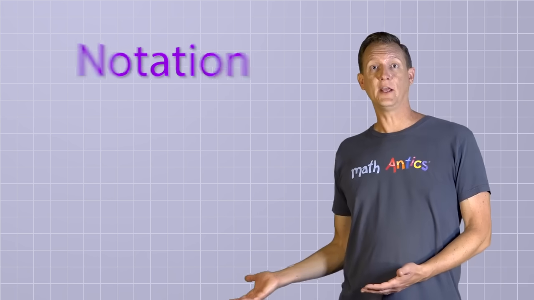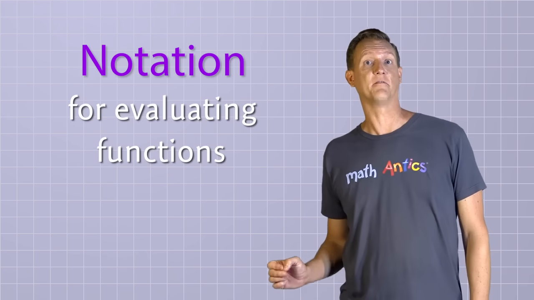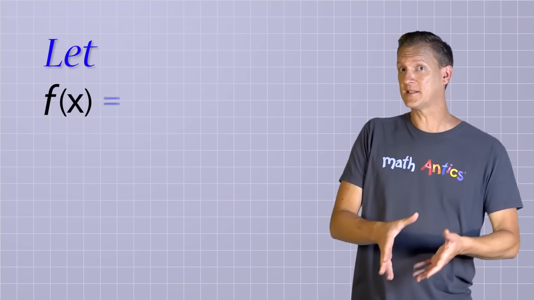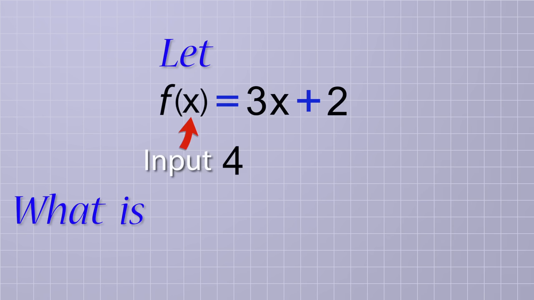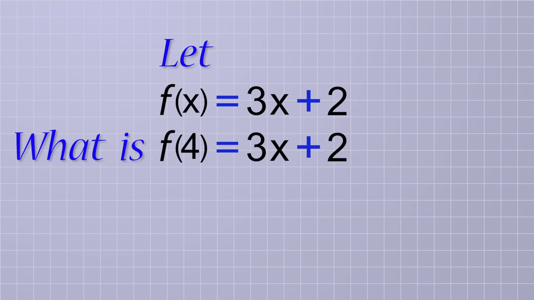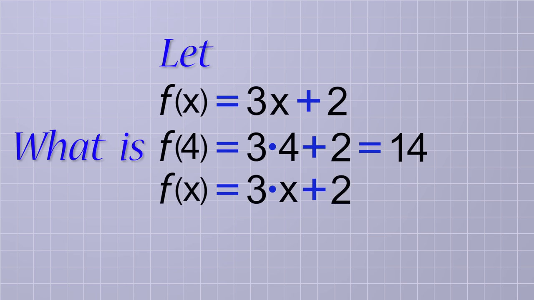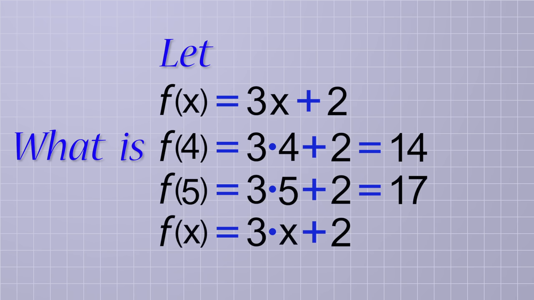And it gives us a handy notation for evaluating functions for specific values. For example, you could start off by saying, let the function f of x equal 3x plus 2. Then you could ask someone to evaluate the function for the input value 4 by saying, what is f of 4? That means you'll substitute a 4 in place of any x's that are in the function. For this function, that would mean f of 4 equals 14. And you could do this for other values too. f of 5 equals 17, and f of 6 equals 20. Pretty easy, huh?